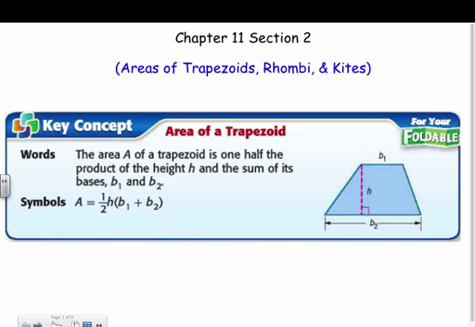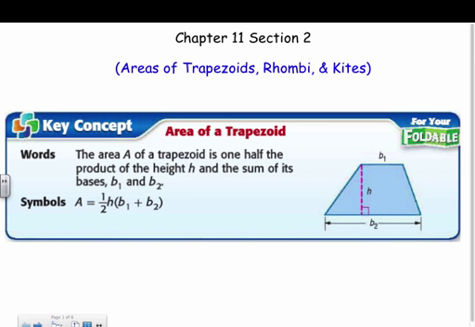It's going to be similar to the other day when we did areas of parallelograms and triangles. Now we're dealing with trapezoids, rhombi, right, plural for rhombus, and kites. So you've used area formulas for trapezoids before, but you're usually given the information.